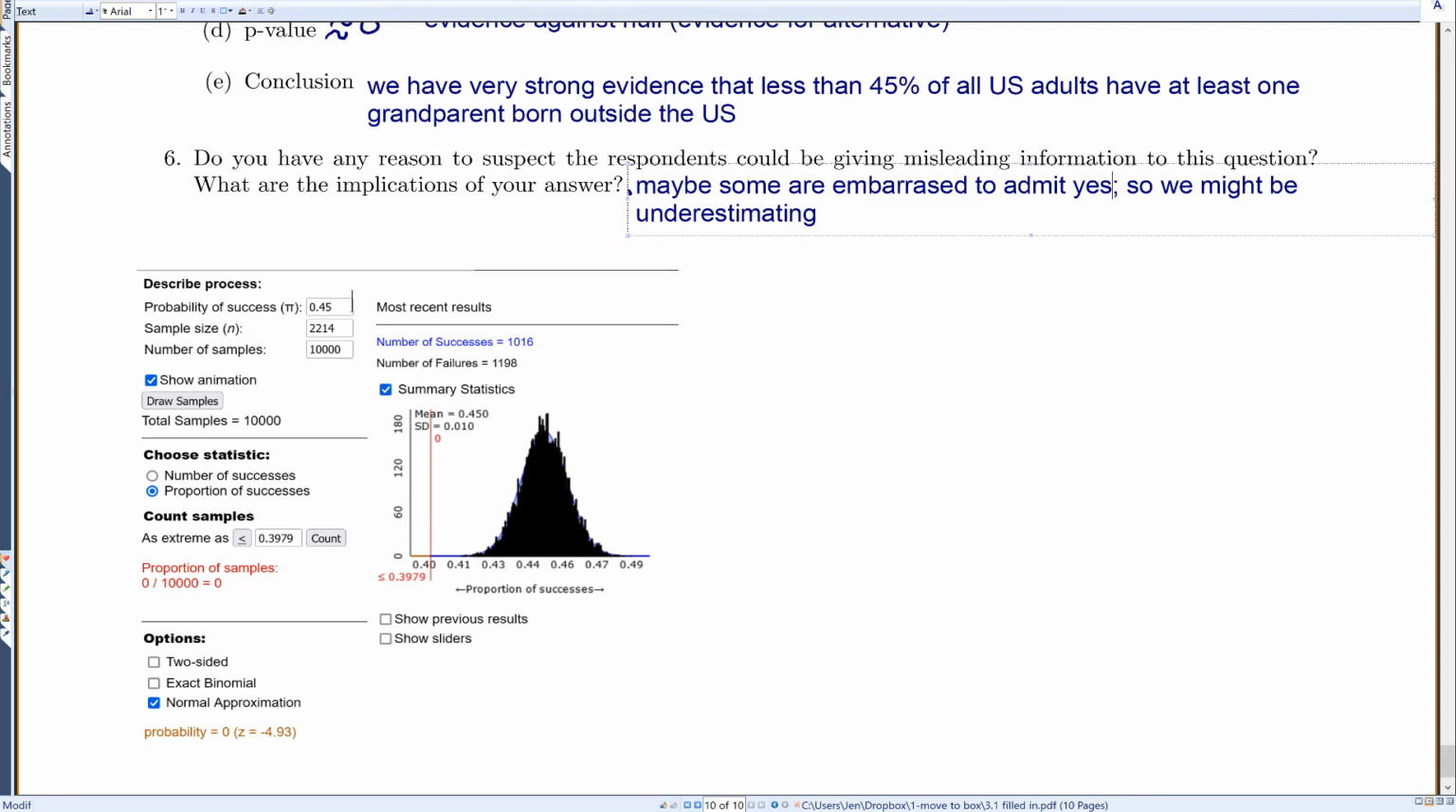Okay, and you can see just how we put it in for your notes. My population proportion under my null hypothesis 0.45, sample size, number of simulations. I did proportion successes. I did as extreme as going to the 0.3979. Here's my normal approximation.